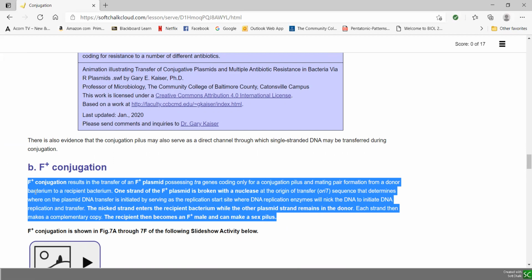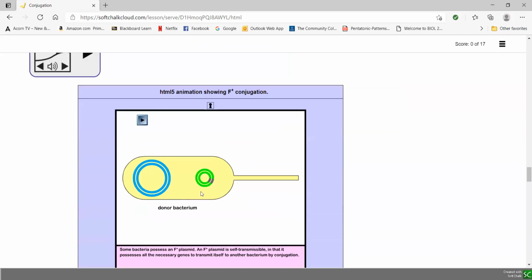So that wouldn't seem to be too useful, but the point is that as long as the donor has an F plus plasmid and can conjugate, mobilizable plasmids could also be transferred. But anyway, there's our description we need to recognize, and there is an animation that shows how just an F plus plasmid coding just for mating pair formation can be transferred from a donor to recipient.